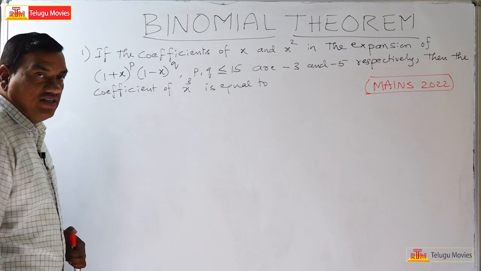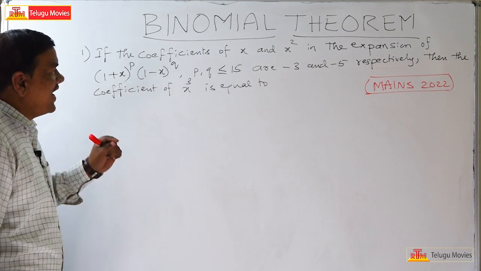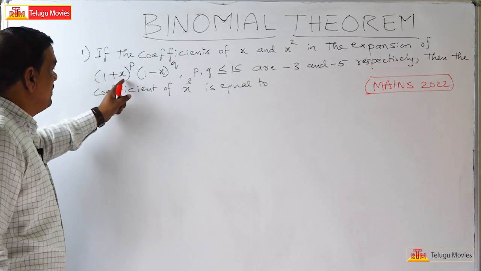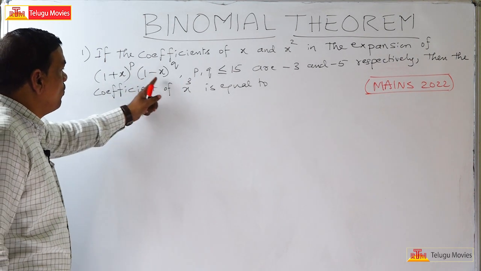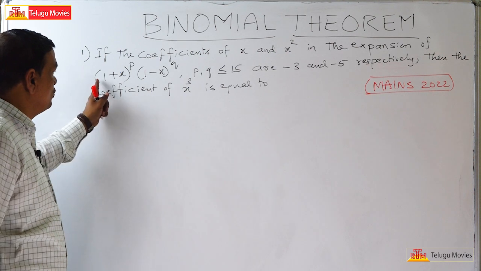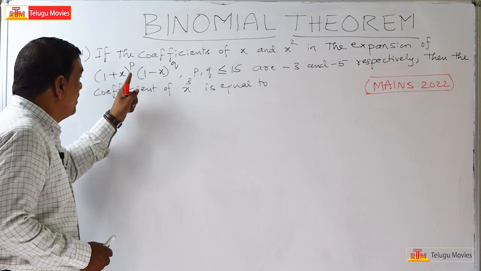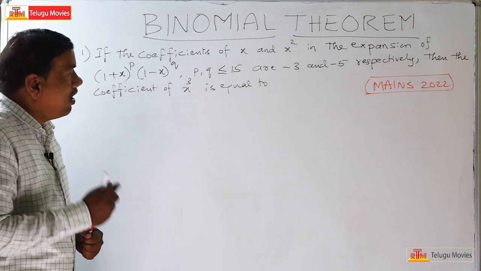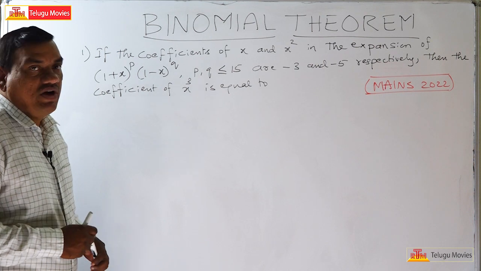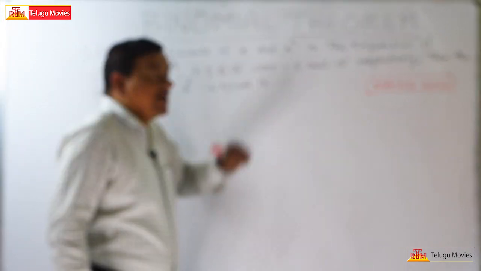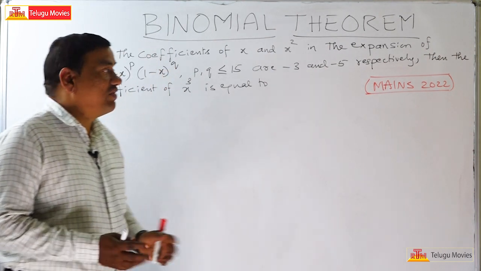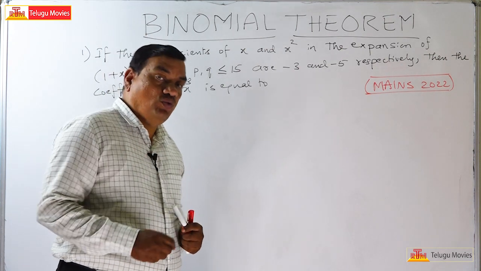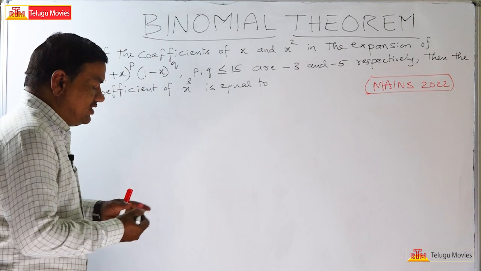The first problem is: if the coefficients of x and x square in the expansion of (1 plus x) to the power of p into (1 minus x) to the power of q, where p and q are less than or equal to 15, are minus 3 and minus 5 respectively. That means the coefficient of x is minus 3, the coefficient of x square is minus 5. Then the coefficient of x cube is equal to what? Let us see the solution.